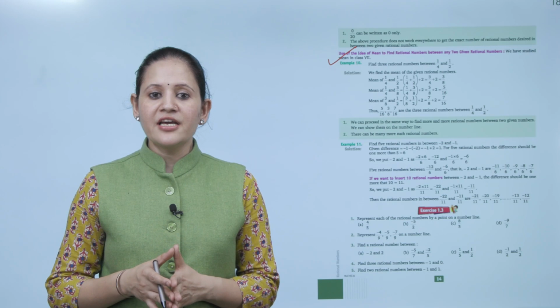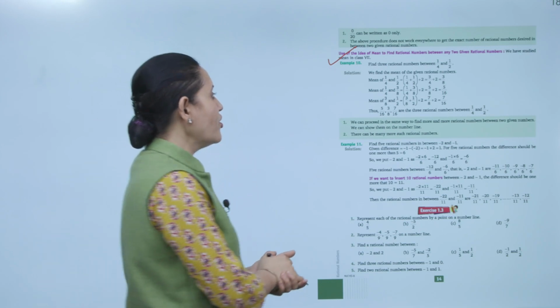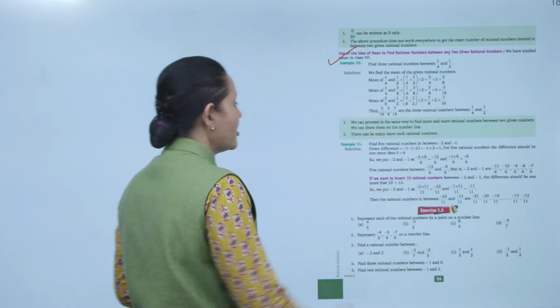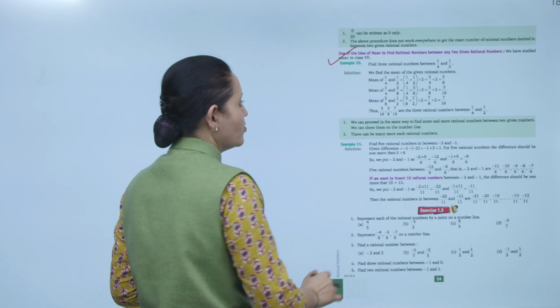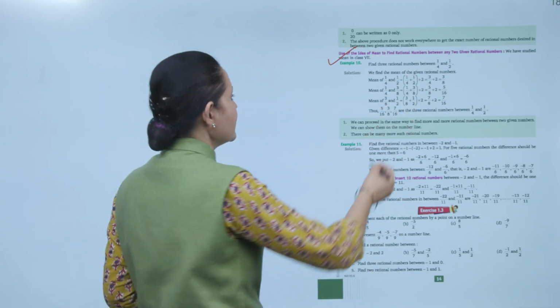We will take an example here. Find three rational numbers between 1 by 4 and 1 by 2. So first we find the mean of the given rational numbers, 1 by 4 and 1 by 2. So we add and divide by 2, so we'll get the mean, that is 3 by 8.